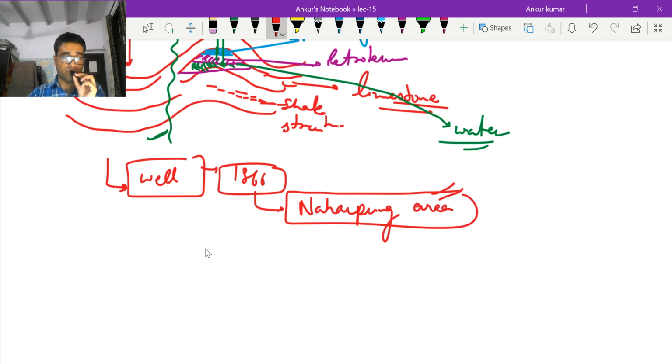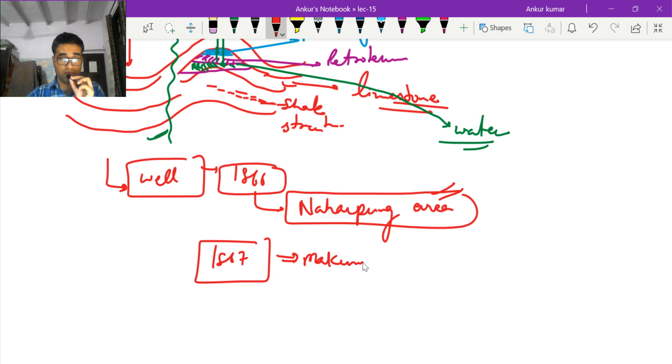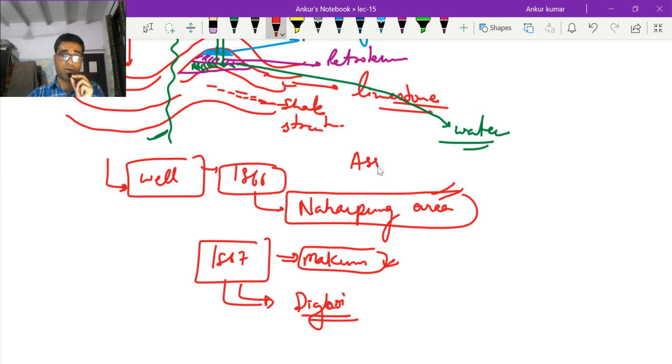So the first working well was dug in 1867, the very next year, in Makum. Right, so this was the first working oil well. And in the very same year, oil was also discovered in Digboy. Right, these both are in Assam. We are discussing Assam because the first oil wells were dug in Assam.